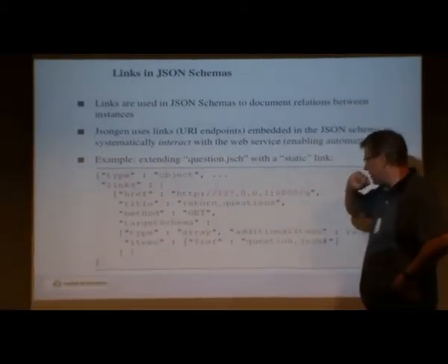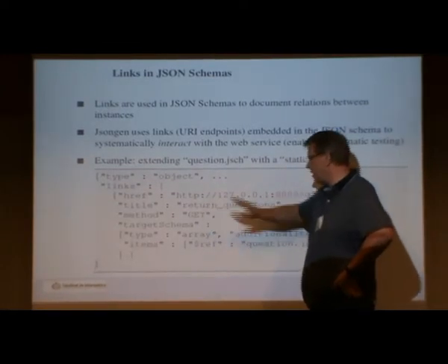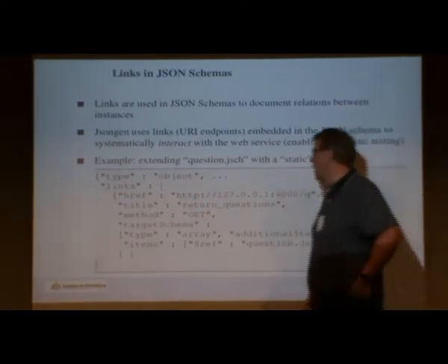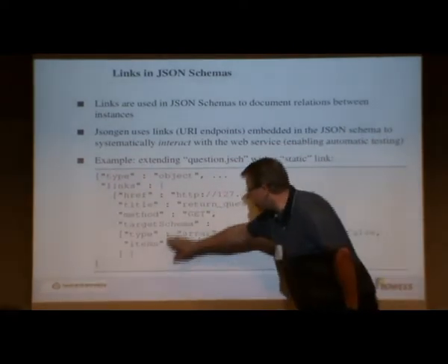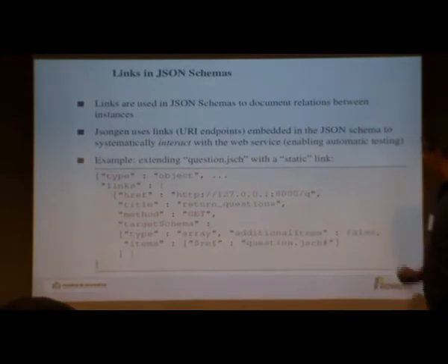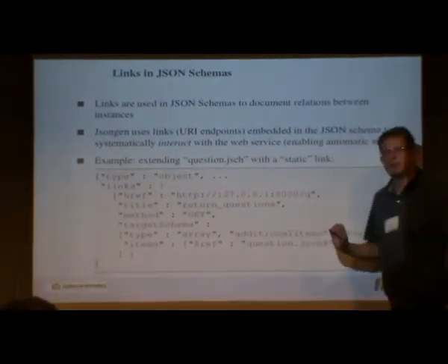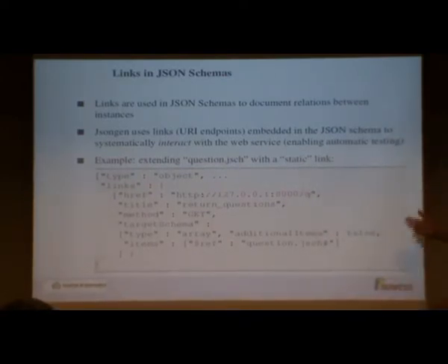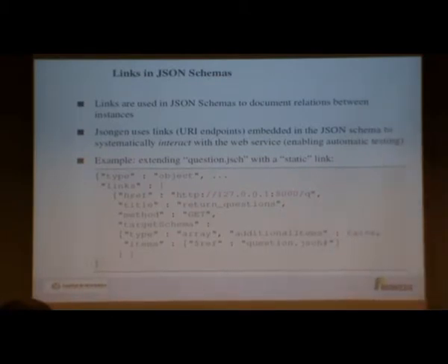What is the method for interacting with this link? Well, it's a GET. So we're talking about RESTful web services generally. And if you do a GET on this address, what do you get back? The target schema, so this return type. It's an array where the items are all questions themselves. So if we access this URI, we get back questions. So you have a little bit more information now. You can work with this to actually interact with the web service.